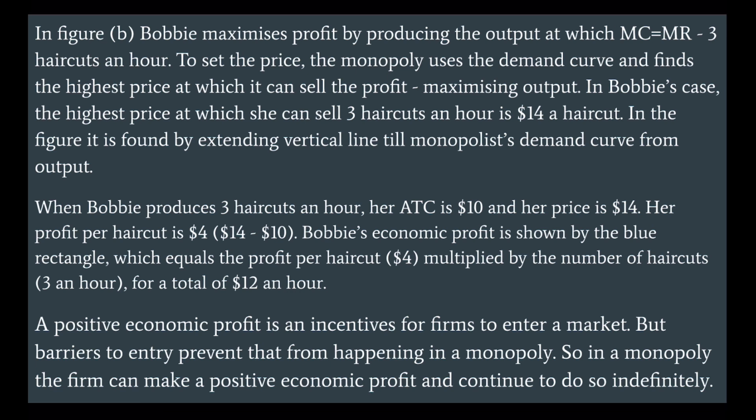When Bobby produces 3 haircuts an hour, her ATC, or average total cost, is $10 and her price is $14. Her profit per haircut is $4, that is $14 minus $10, price minus ATC. Bobby's economic profit is shown by the blue rectangle, which equals the profit per haircut, $4, multiplied by the number of haircuts, 3 an hour, for a total of $12 an hour.